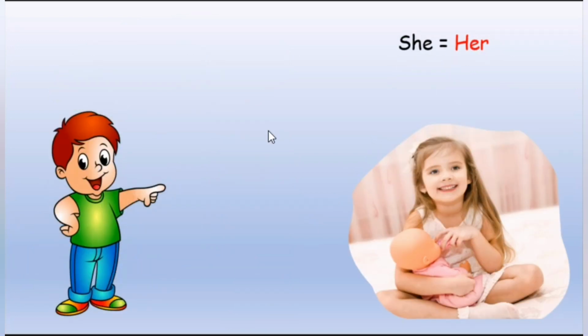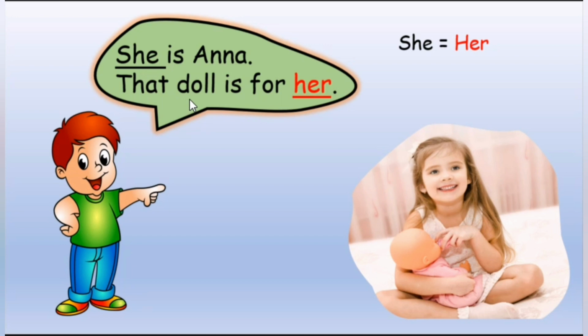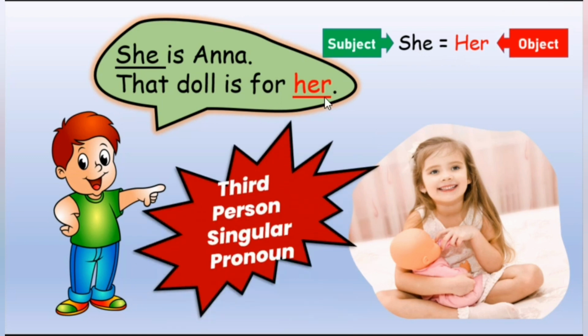She and her. She is Anna. That doll is for her. Here this she is a subject pronoun and her is an object pronoun. And she and her both are third person singular pronouns. We use she and her when we want to talk about a singular female.